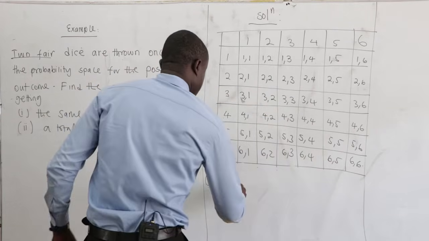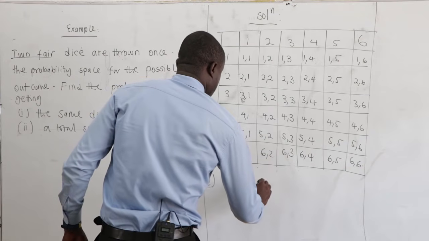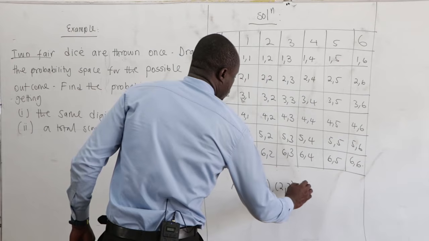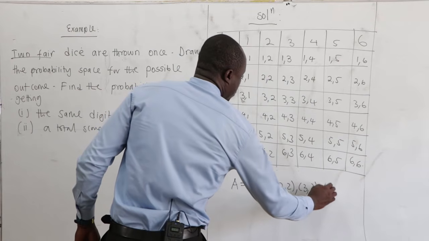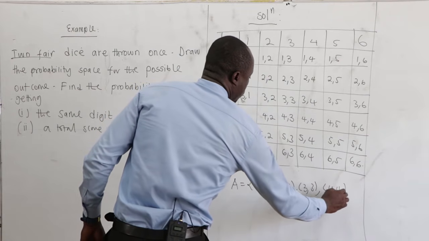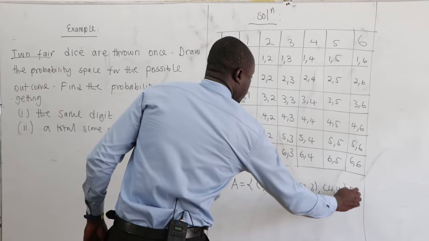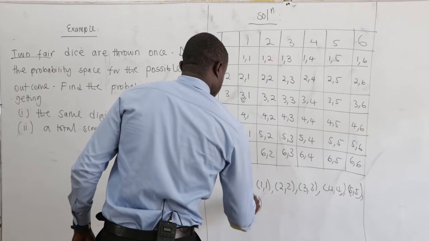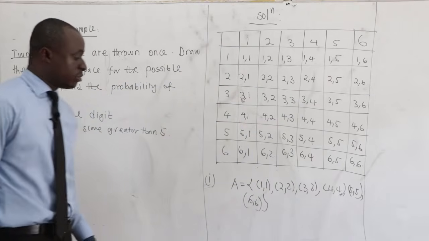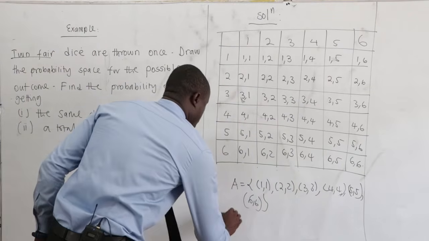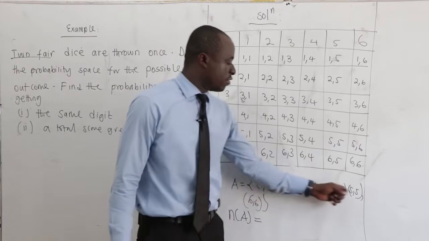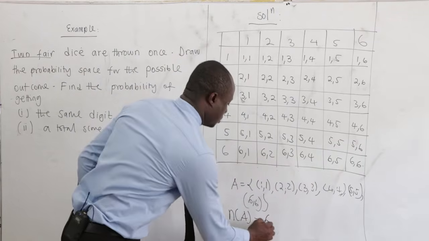Now let's list the events. So it can either be 1,1, 2,2, 3,3, 4,4, 5,5, and then we have 6,6. So this is the possible event. So our number of A, how many do we have? 1, 2, 3, 4, 5, 6. Six.